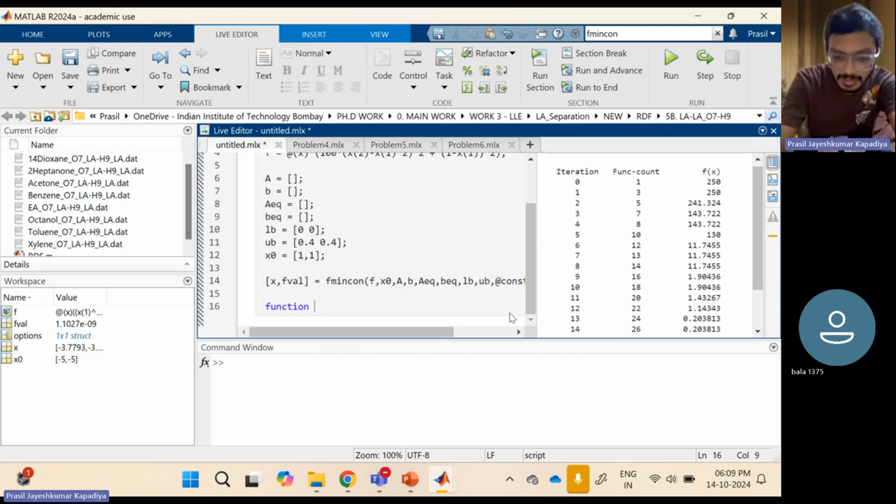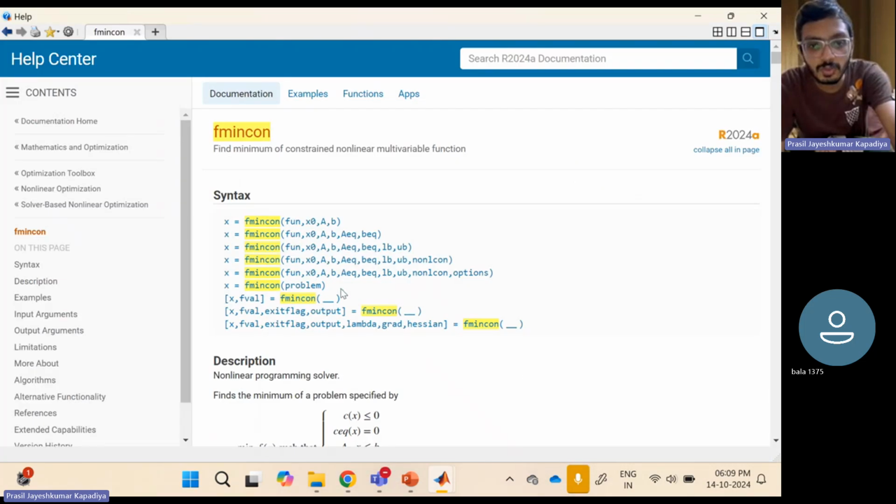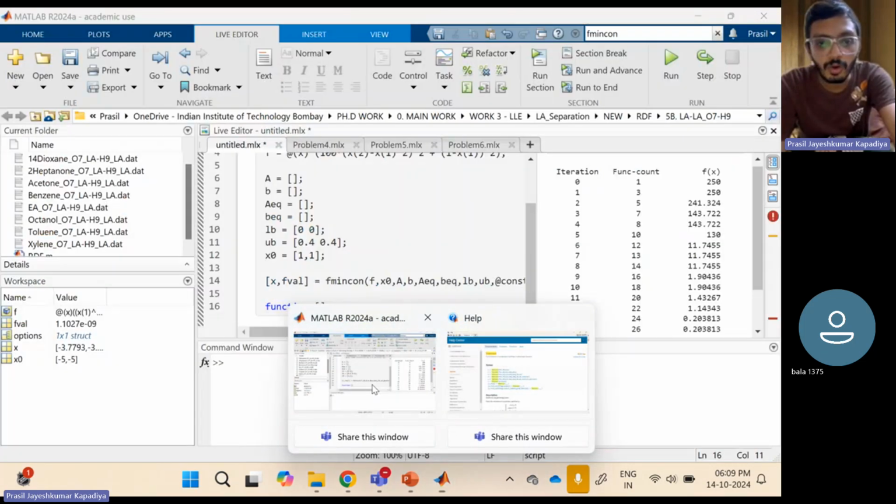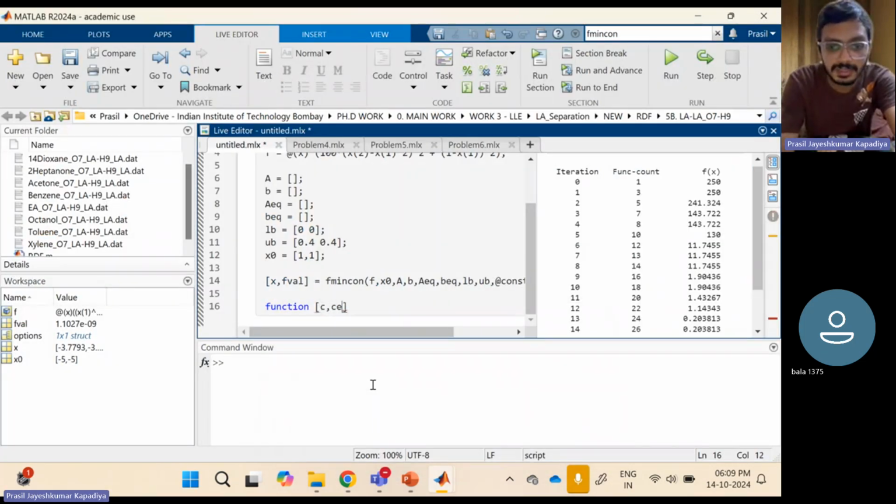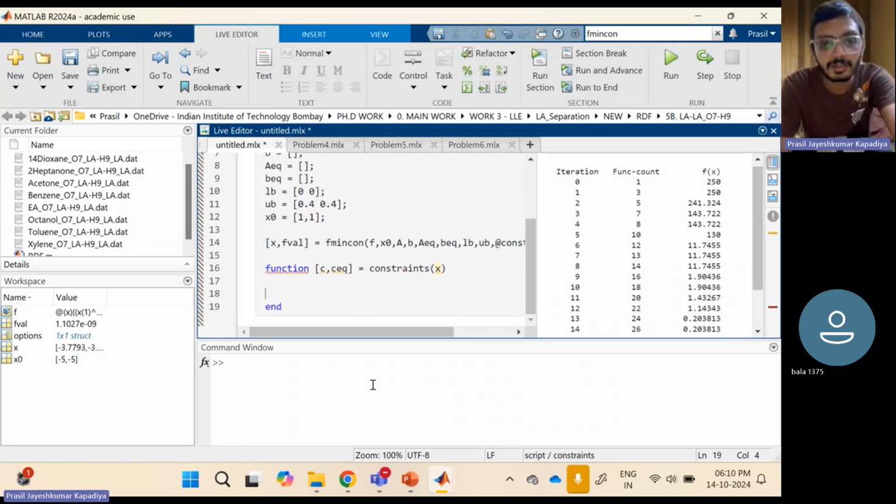Constraints, yeah. So we need to define constraints via some function. So function, let's say, what do we need to define there? We need to define these two terms, C and CEQ. Okay, so function will give me C, comma CEQ, that is equal to, what is the name of my function? Constraints of x. And end.